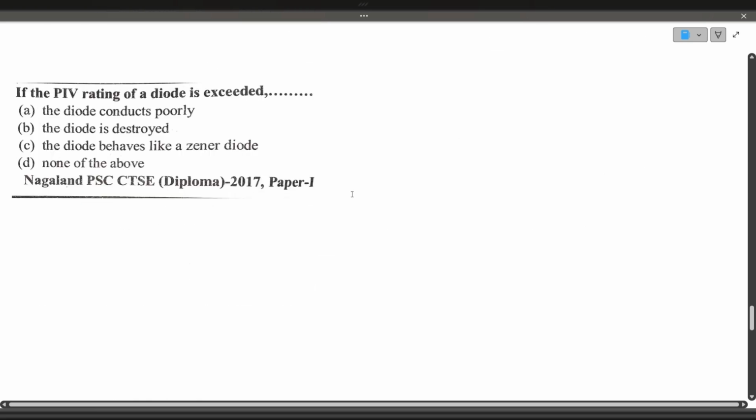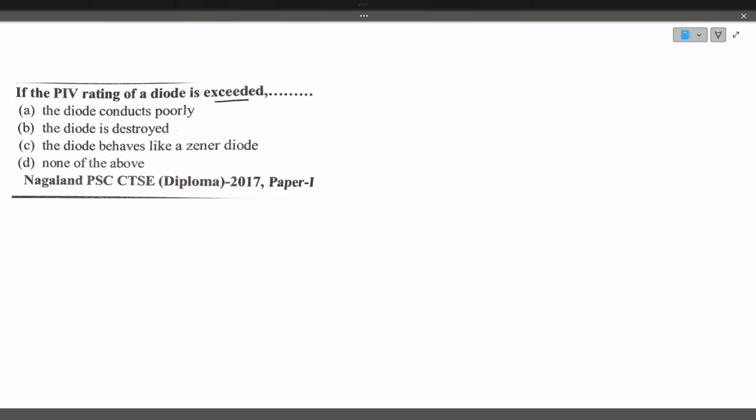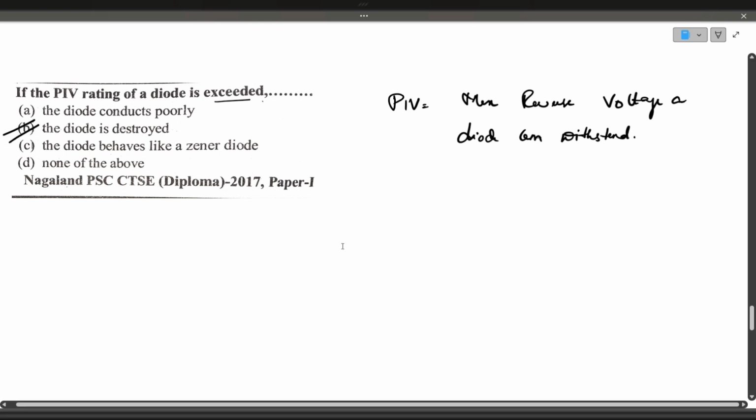Next question. If the PIV rating of the diode is exceeded, what happens? PIV is the maximum reverse voltage a diode can withstand. If the reverse voltage increases beyond PIV, the diode gets damaged. So the answer is option B. The diode gets destroyed.